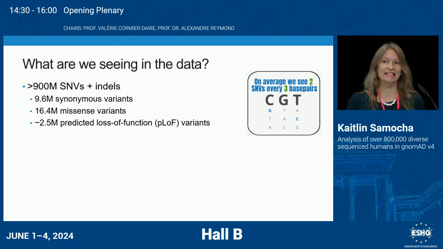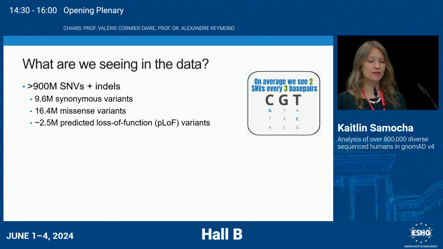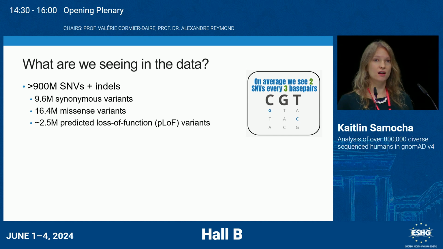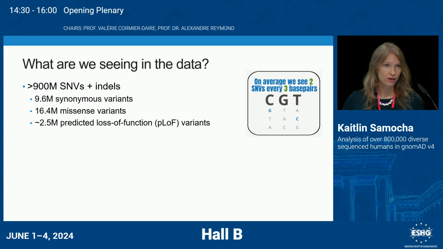So what are we seeing? We have over 900 million SNVs and indels, which works out to about 2 SNVs every 3 base pairs. This is about 10 million synonymous variants, 16 million missense variants, and 2.5 million predicted loss-of-function variants in this data set. I'll try to refer to them as pLoF throughout the rest of this talk.